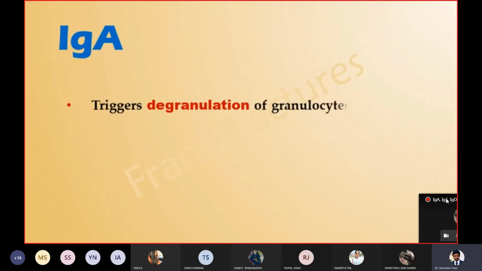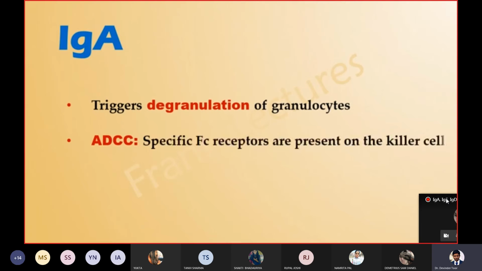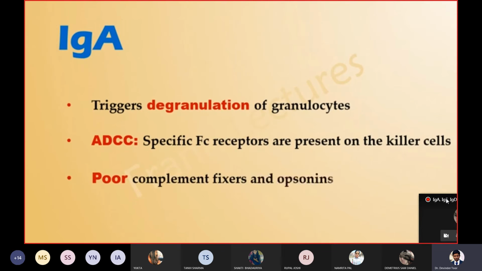Immunoglobulin A triggers degranulation of granulocytes such as neutrophils. They also play an important role in antibody-dependent cell-mediated cytotoxicity, since they bind to the specific Fc receptors on the killer cells. They are poor complement fixers and opsonins.